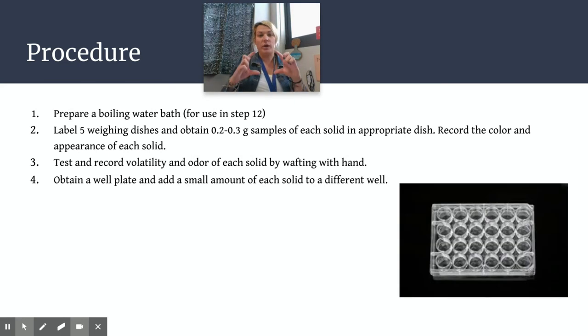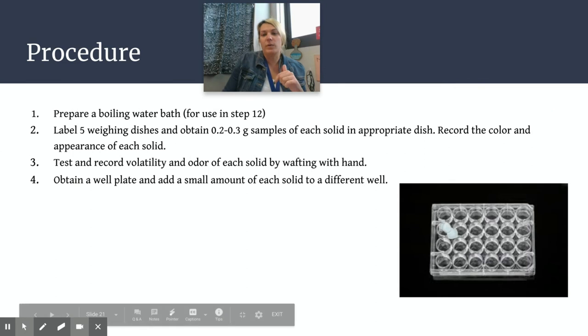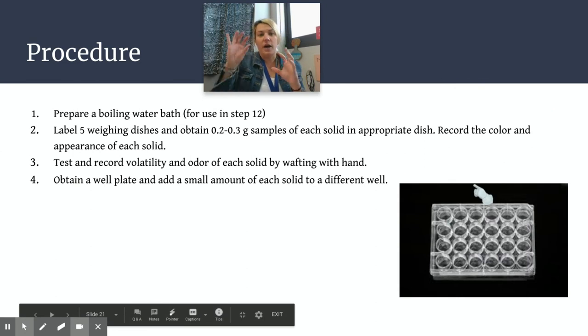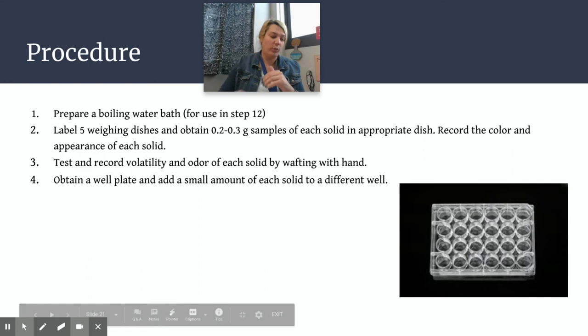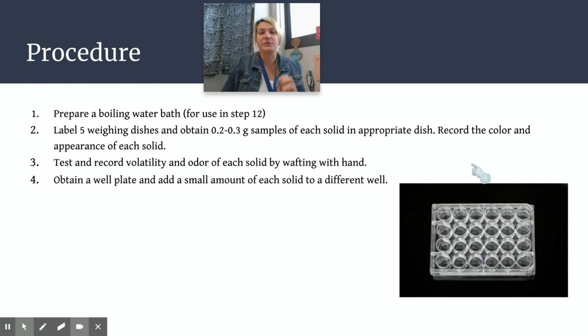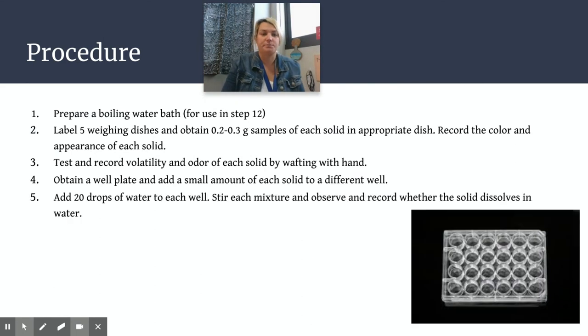Then we're going to get this thing called a well plate. You'll notice that this well plate has multiple spaces in it, and those are where we're going to be doing our chemical reaction. We're going to take a little bit of chemical and put it into each well, so we fill 5 wells with our substances. Then we add 20 drops of water to each well, stir, and make observations about whether the substance dissolves or not. If the substance dissolves, you won't see any solid. If it doesn't dissolve, you'll see it sitting in the water.